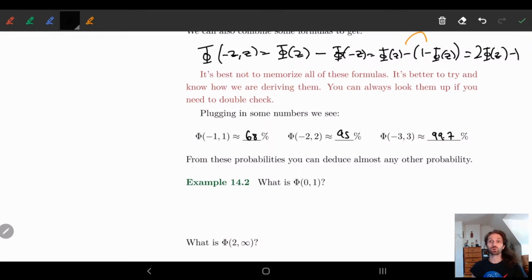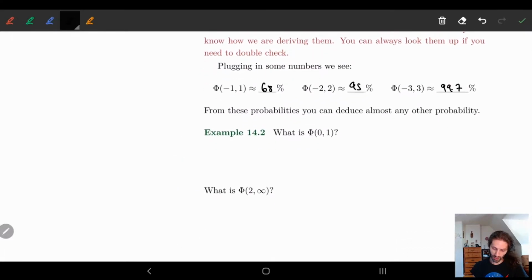Hi. So we're going to go through two quick examples for the normal distribution before we go into the next topic in the next video. The quick thing we're going to look at is we're going to try to calculate phi of 0, 1 and phi of 2, infinity. So phi of 0, 1, again, we're going to think about this.